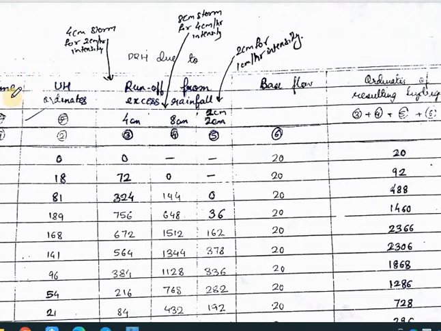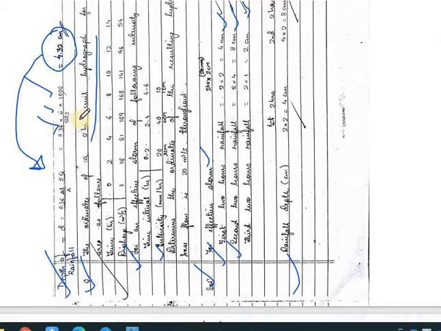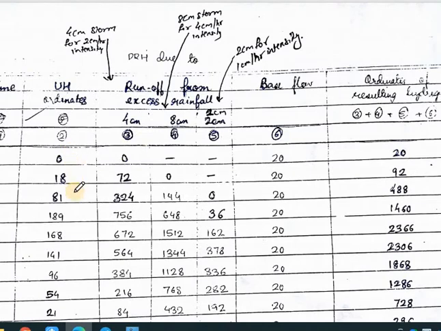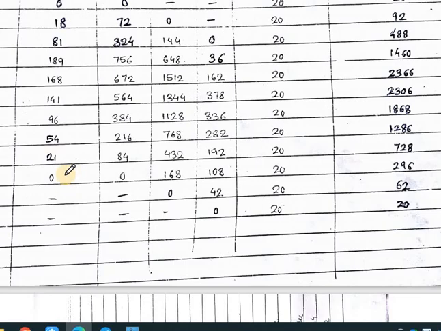In the table, in the first column we need to take the time, with the interval of 0, 2, 4, 6, 8, 10, 12, 14, 16. The intervals are given. The second column is the discharge, which has been given in the question. So the ordinates for the discharge of the unit hydrograph are 0, 18, 81, and so on. This is all given in your question. So that is the same thing which we are writing: 0, 18, 81, 189, 168, 141, 96, 54, 21, 0.